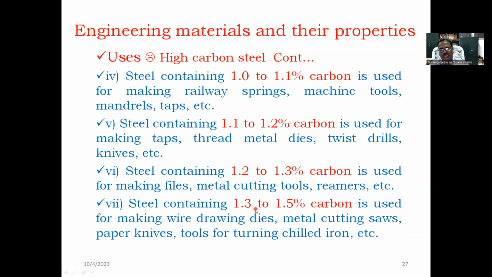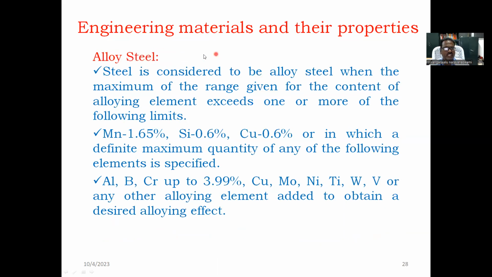Steel containing 1.3 to 1.5% of carbon is used for making wire drawing dies, metal cutting saws, paper knives, tools for turning chilled iron, etc. Next, alloy steels.